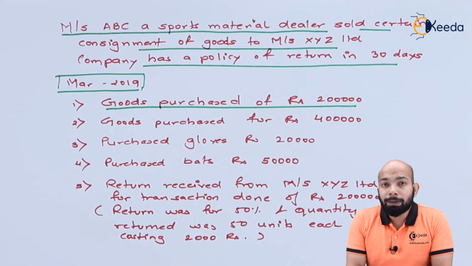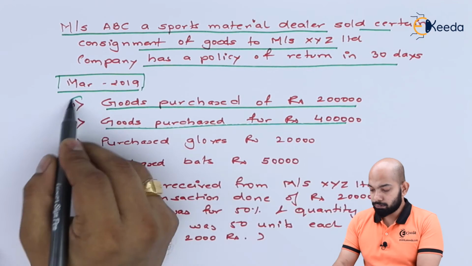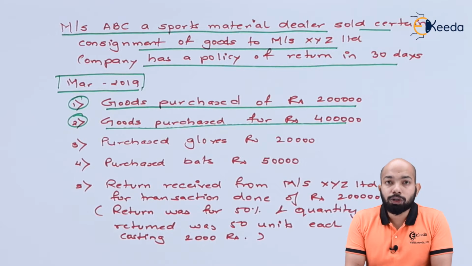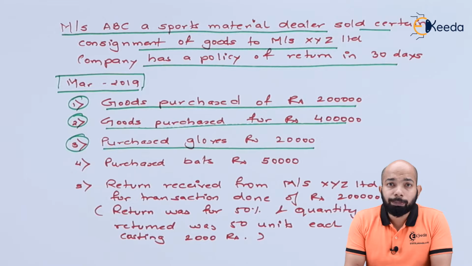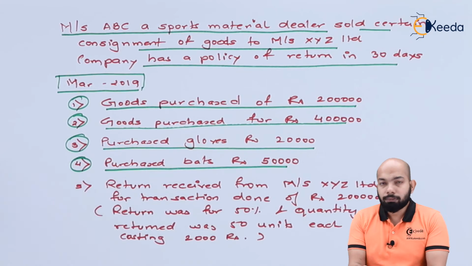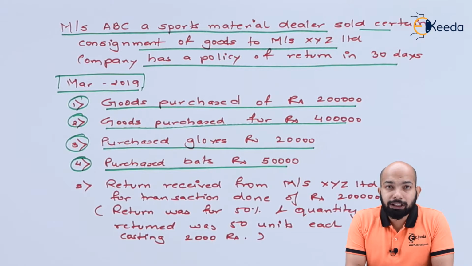Goods purchase rupees 2 lakh. Second transaction refers to goods purchase rupees 4 lakh. Let's go on to the third transaction. Purchased gloves worth rupees 20,000. Now let's figure out what the fourth transaction refers to. Purchase bats rupees 50,000. That means a consignment of bats worth rupees 50,000 was purchased from Mrs. ABC Limited.